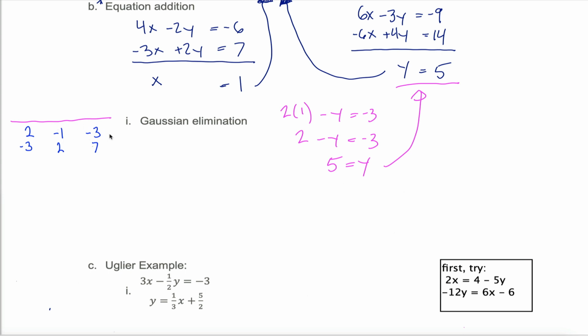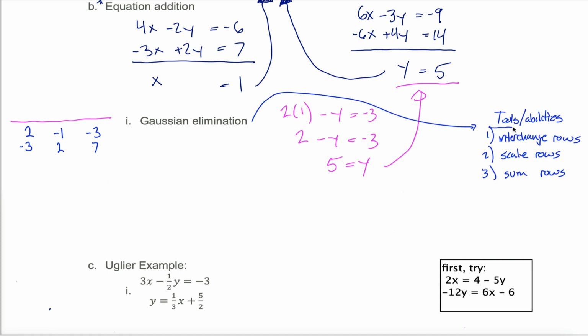I can interchange rows of the matrix, I can scale a row of the matrix, and I can add and subtract rows in the matrix. So for example, instead of writing this top row, I could write whatever 2 plus 3 is, 5, and then whatever -1 plus 2 is, +1, and then whatever -3 plus 7 is, +4. So those are kind of the 3 tools that I have. Seems important enough that I should write it down over here.